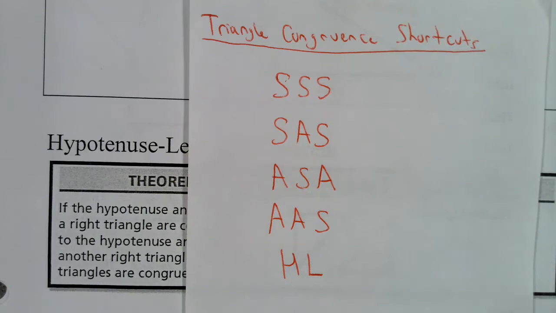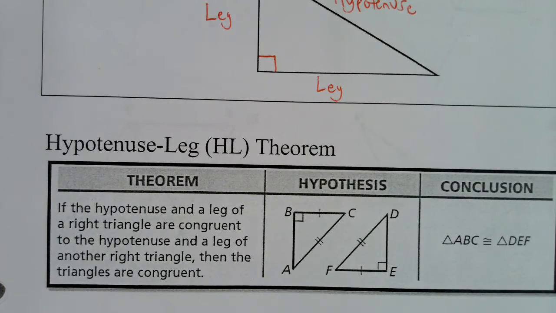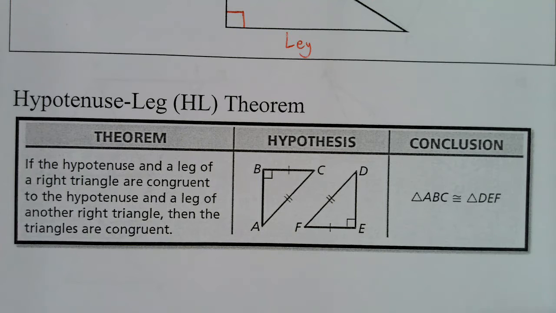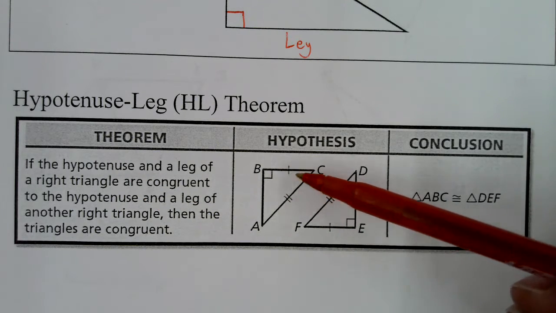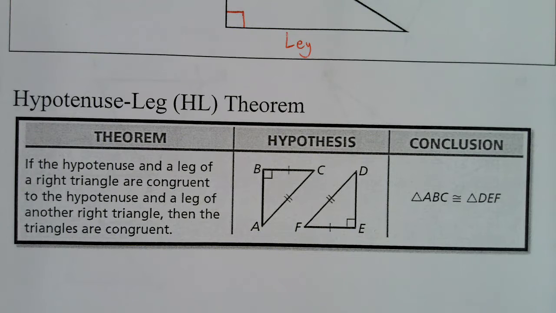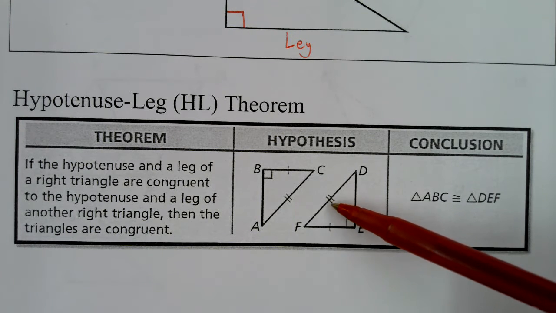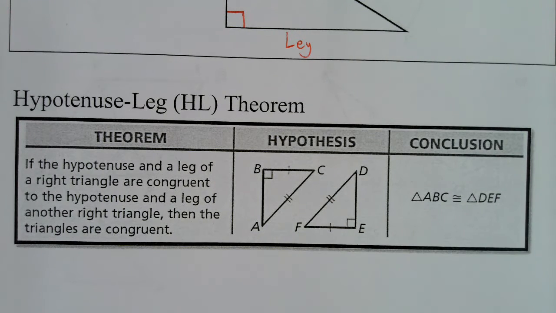Let's keep that off to the side. I might refer back to that later. Here's the last shortcut, hypotenuse leg, HL for short. If the hypotenuse and a leg of a right triangle, so again, this is only for right triangles, are congruent to the hypotenuse and a leg of another right triangle, then the two triangles are congruent, okay? So again, only for right triangles can you use hypotenuse leg.